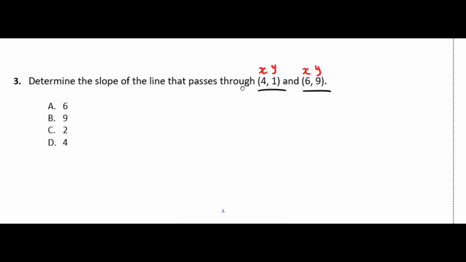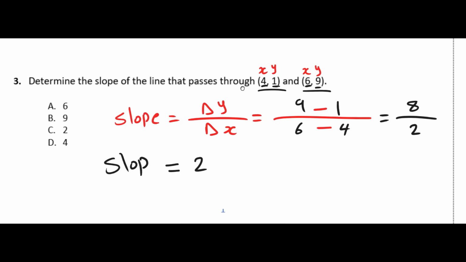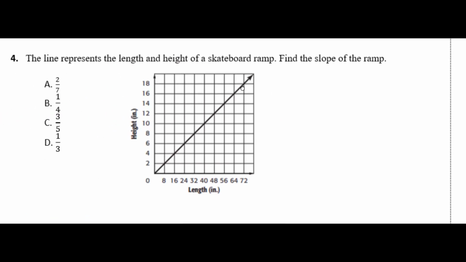What should I do next? Write the formula. Slope equals change in y over change in x, and this will be done by subtracting up and down. Y minus y, 9 minus 1 over 6 minus 4. After that, the subtraction here is 8, subtraction here is 2, simplify will be 2. Then slope here equals 2. Question number 4 here, he gives you a graph. From the graph, he wants you to find the slope.